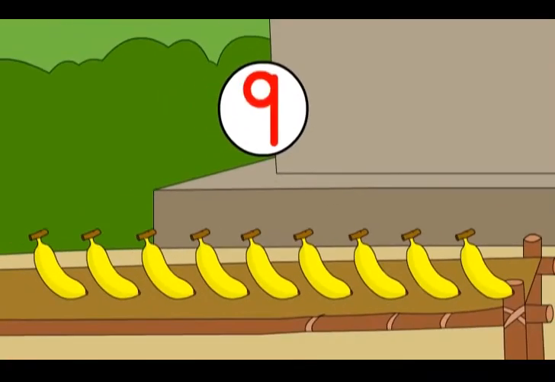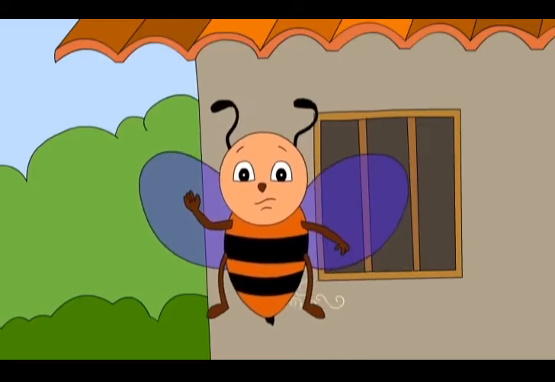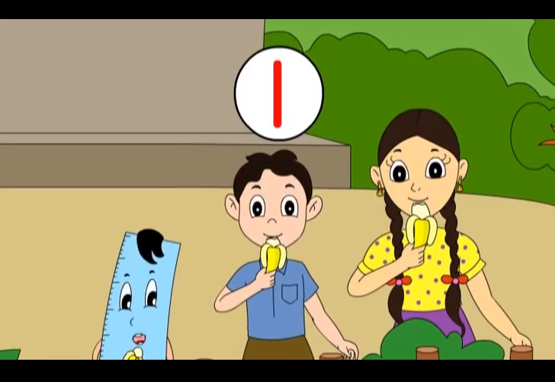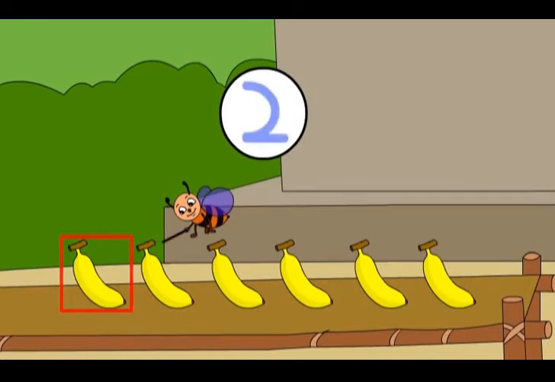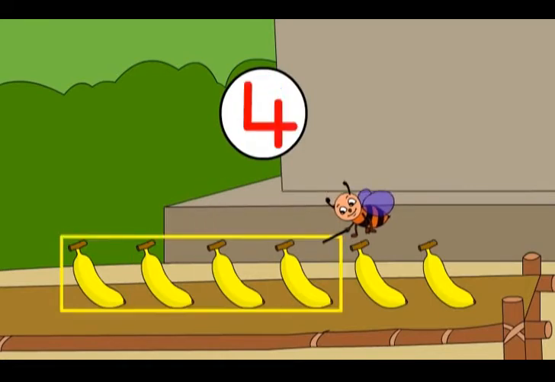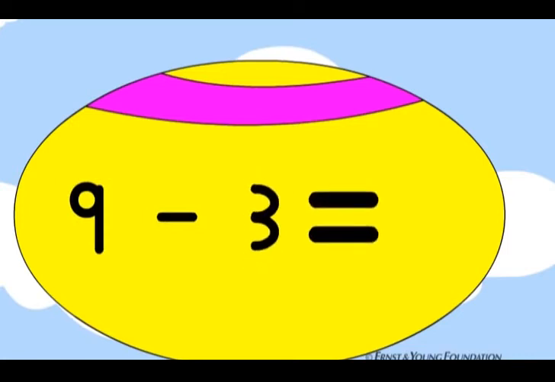Buzz, we had 9 bananas and 3 are gone. 3? How 3? Cheenu ate one, Meenu ate one, and I ate one. So, 3 bananas are gone. Can you tell me how many are left? I can. Let me count. 1, 2, 3, 4, 5, 6. 6 bananas are left. So 9 minus 3 equal to 6.